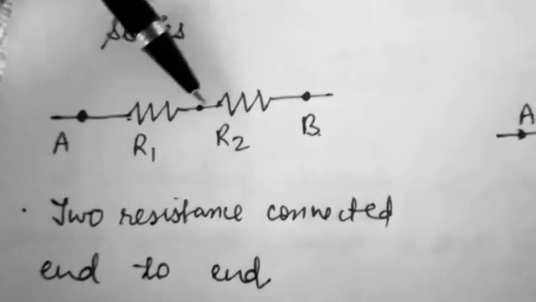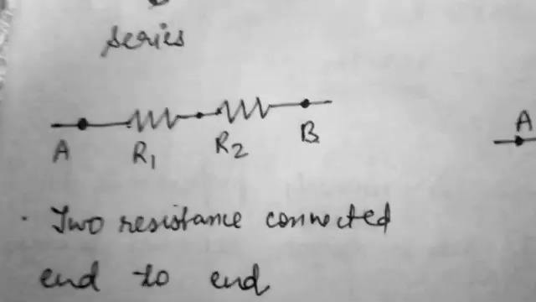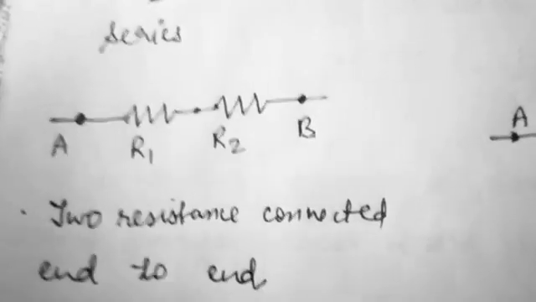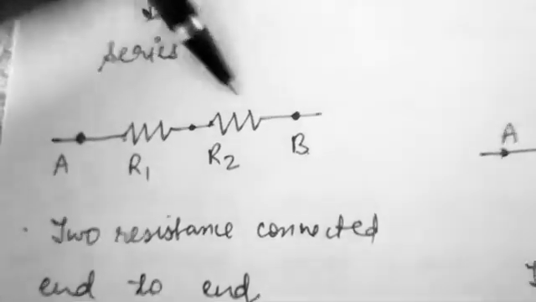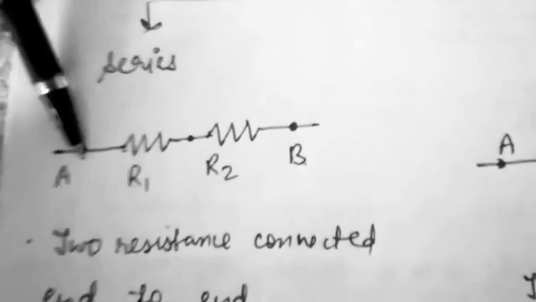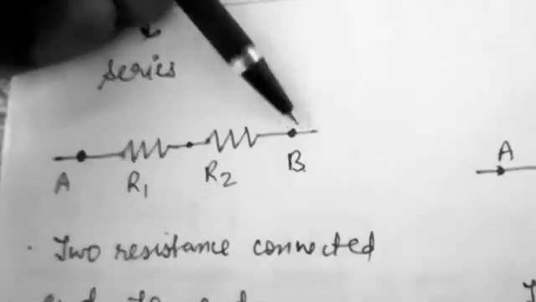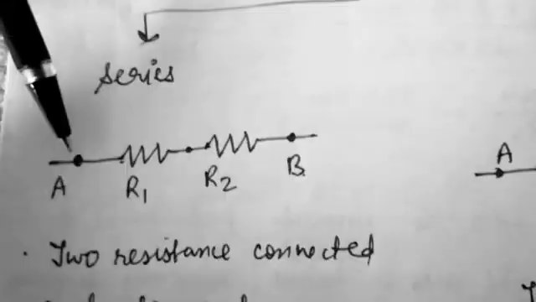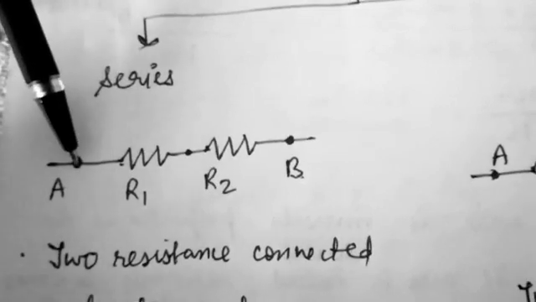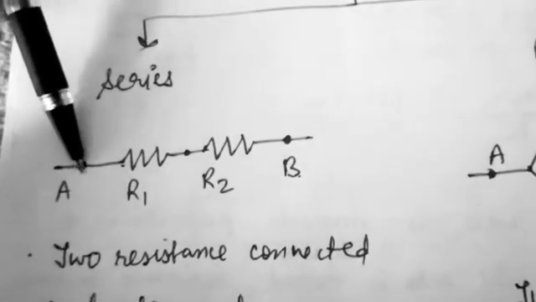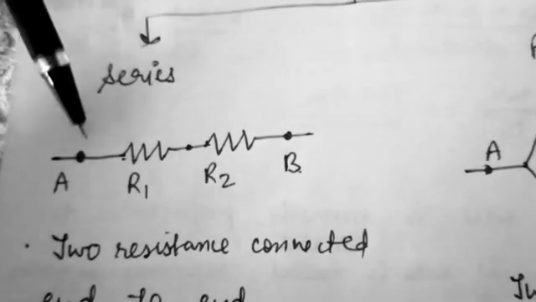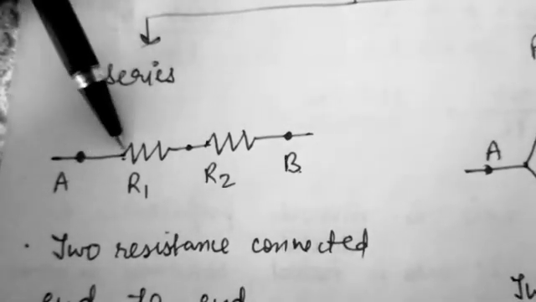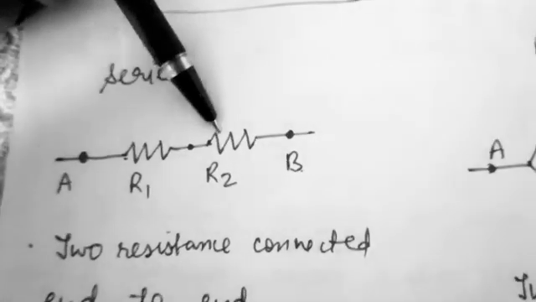Here I have made two resistances. It can be 3, it can be 4, it can be n number of resistances. Now because there is only one arm, we can connect a battery from this and this terminal. We know that a battery creates potential difference. So if potential difference is maintained across these two terminals, the current will start flowing, and the current moving from this resistance to this resistance will be the same.